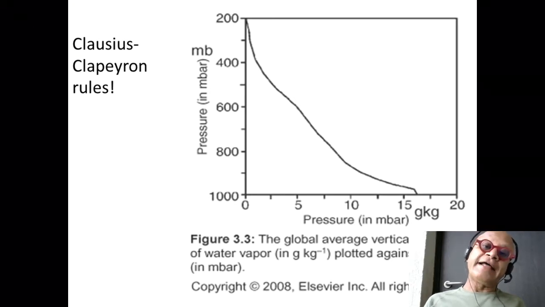Obviously you have to add water vapor as well, as we saw, and this is the water vapor profile. High near the surface and decreases as you go up into the upper atmosphere where it's cold. We will see the details as we go along.